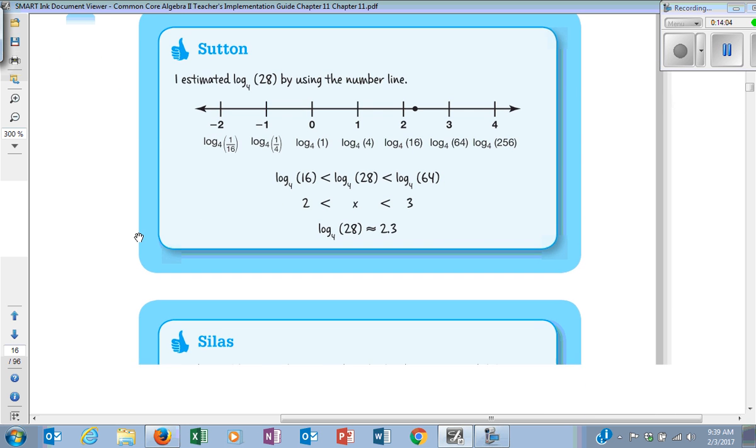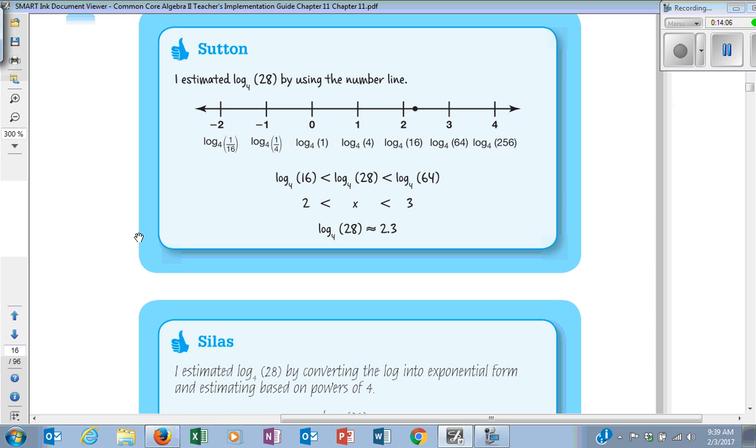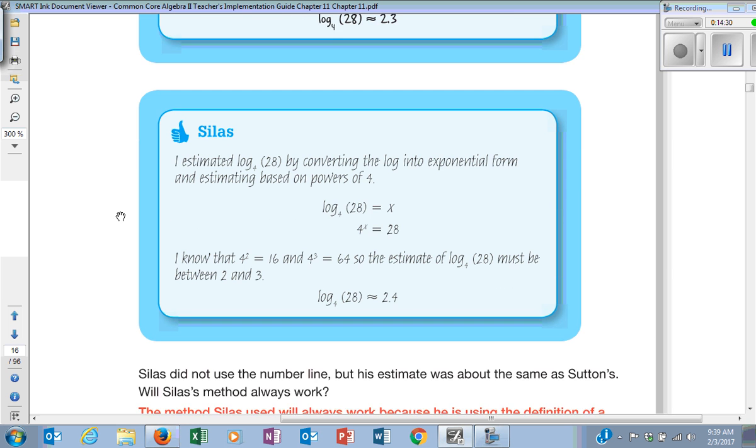All right, so this person did a good job with theirs, because we know that it's going to fall between 4 to the second power is 16, 4 to the 3rd power is 64, 28 falls between those, and it's going to be much closer to the 16 than it is to the 64. So I know it's going to be somewhere around that. This is just to get you an estimate close to this.